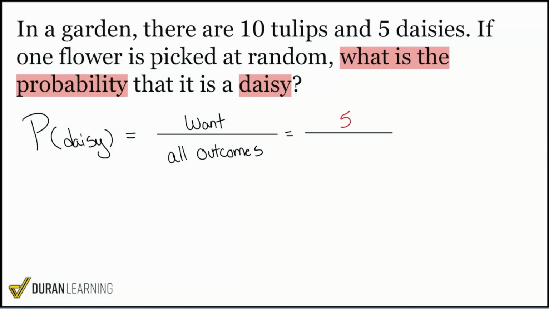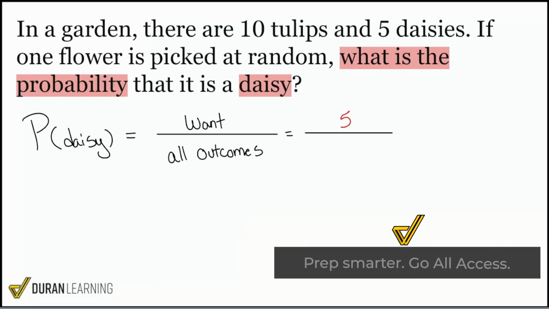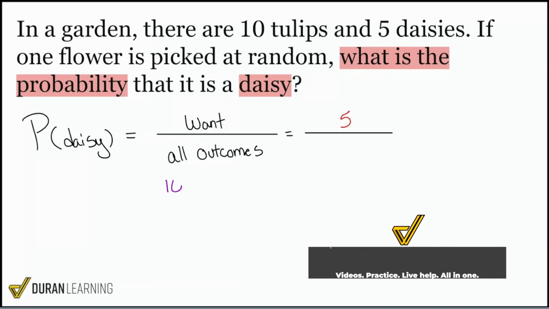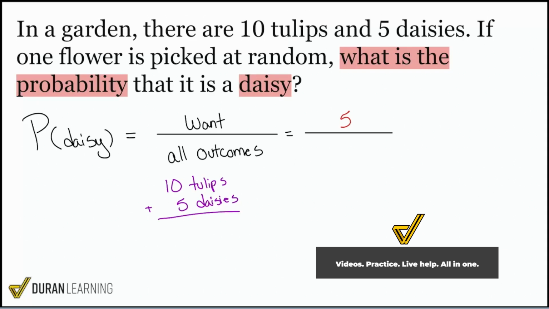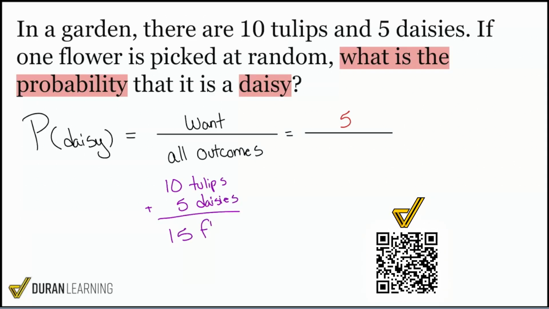And then from there, we are going to divide this by all the possible outcomes. My party people, how many total ways or total possibilities are there to choose from? How many flowers can we pick from? Yes, correct. If we're saying 15, that is absolutely correct. And that's because to get all outcomes, you add all the possibilities that you see in front of you. So we have 10 tulips and 5 daisies, and that makes a total of 15 flowers. That's where we have the 15 right there in the denominator.